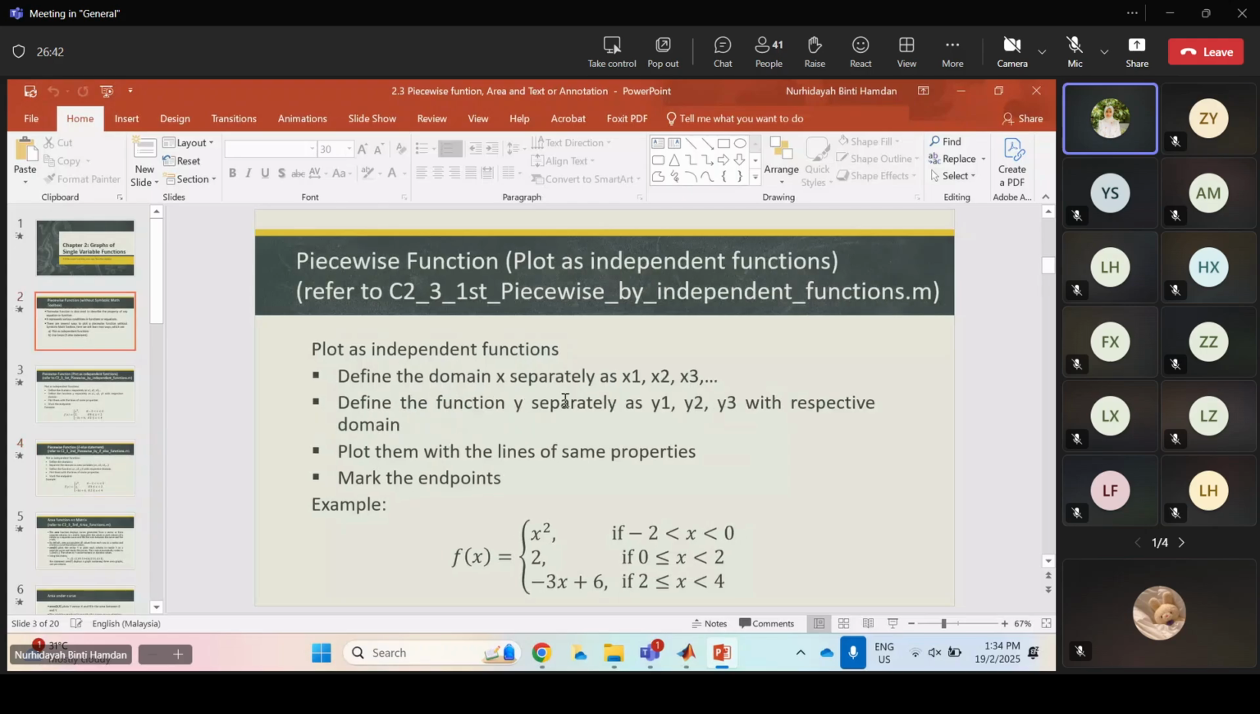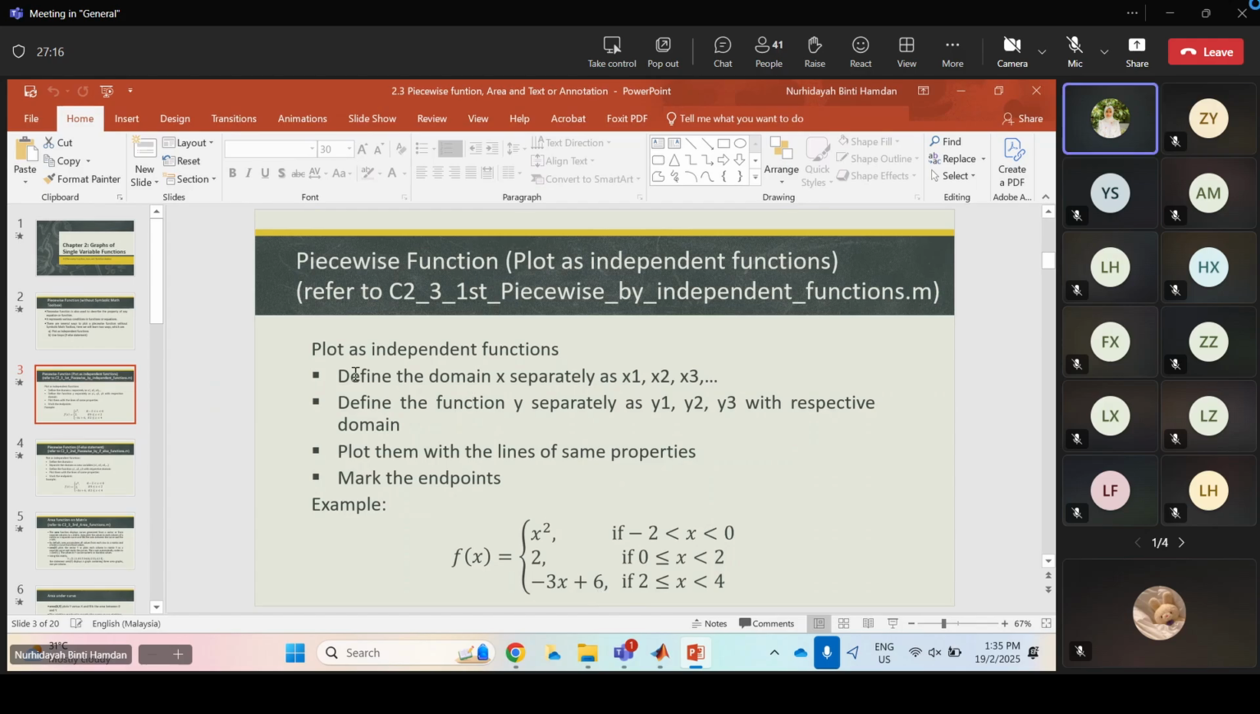So the first one is define the domain. We have this function. This is piecewise. If you're not a mathematics student, I think all of you already know this from high school. This is a piecewise function where your x is between -2 to 0, then 0 to 2, then 2 until 4. Every x has a different function.